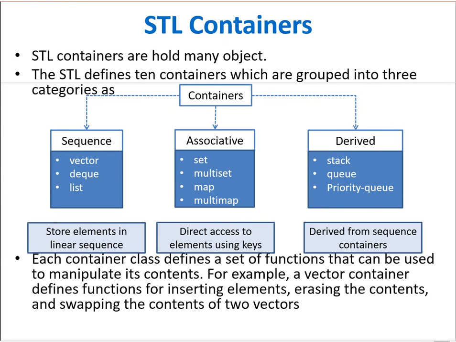Each container class defines a set of functions that can be used to manipulate its contents, or manipulation of data between the different containers. For example, a vector container defines functions for inserting elements, erasing the contents, swapping the contents between two vectors, and so on. For manipulation of data, sequence containers and associative containers use iterators, but derived containers are not supported by any iterators.